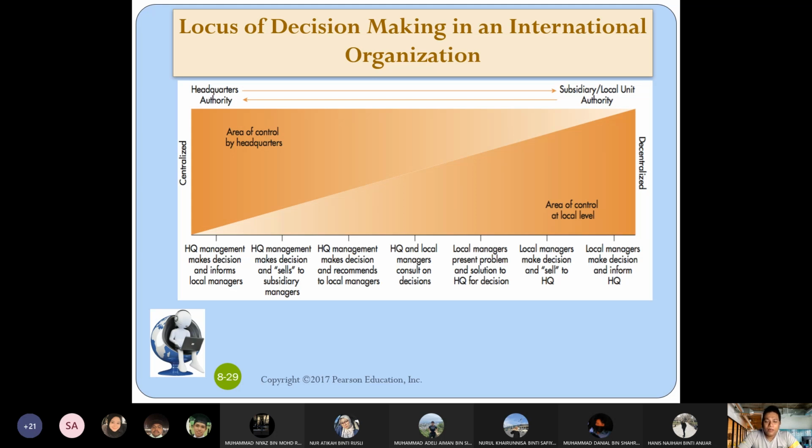And of course, if you look at this, the top one is headquarters authority. When we talk about HQ, normally HQ has more authority, and if it is the subsidiary or local unit authority, of course the local manager has the authority to do the decision making and so on. So that's the difference between centralized and decentralized. So far, so good? Good, sir. Good, yeah. All right.